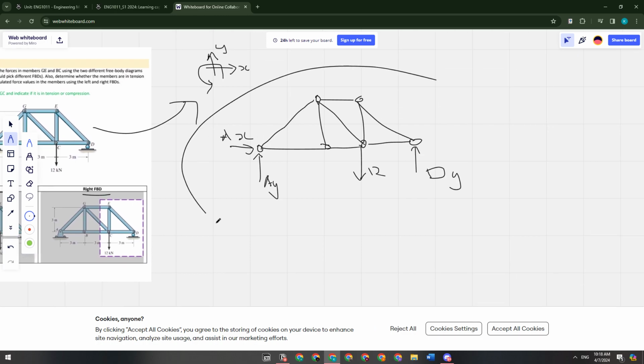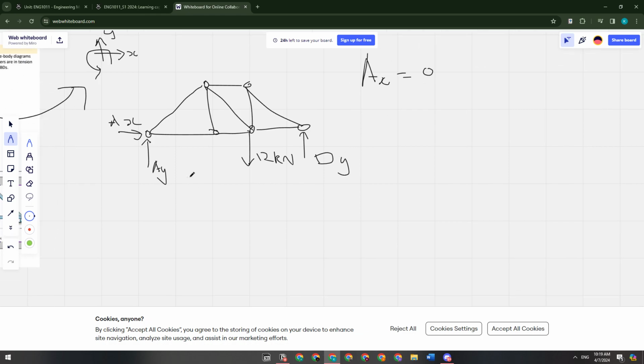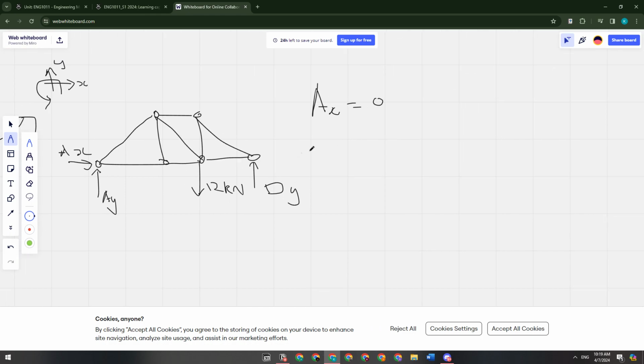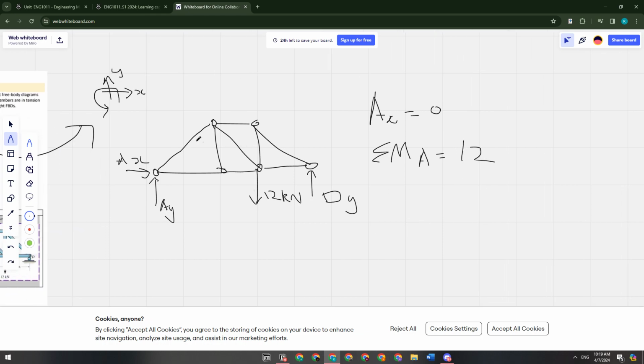Do this. Okay, boom. So from what we can see here, there is no horizontal loading. There's nothing going horizontally, there's nothing going diagonally, there's literally nothing. So this automatically is equal to 0. Now to figure out Dy or Ay, we can calculate the moment at A. And therefore the 12 kilonewtons is going downwards. So if you see, it's going clockwise.